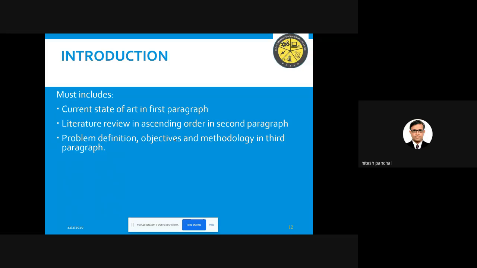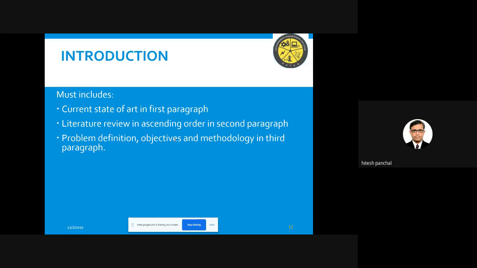Some authors also put the literature review in 2 or 3 paragraphs, but that is as per your choice. Generally for beginners, I suggest that you use the literature review in a single paragraph and in ascending order. And the third paragraph should always show the problem definition, objectives, and methodology. If you add these 3 things in a paragraph, your introduction part will be over.